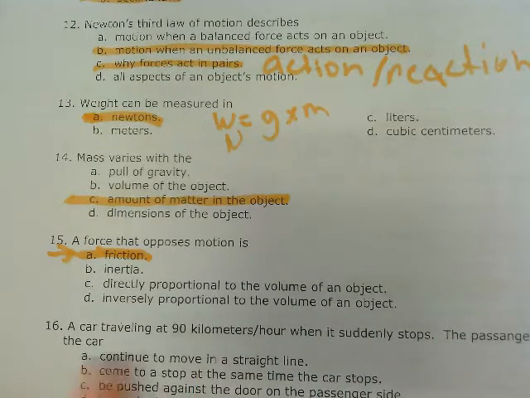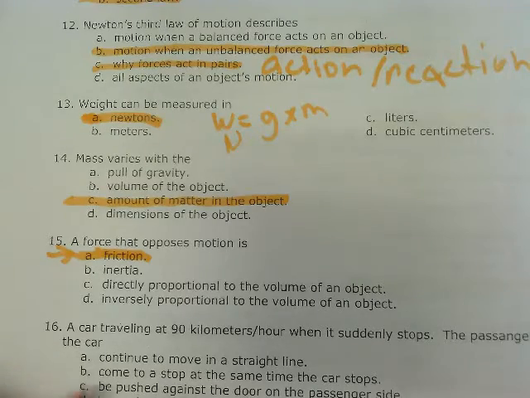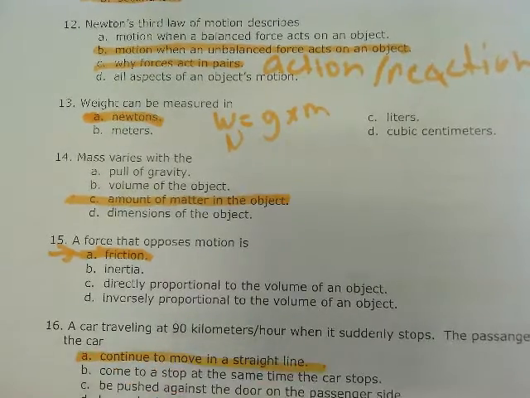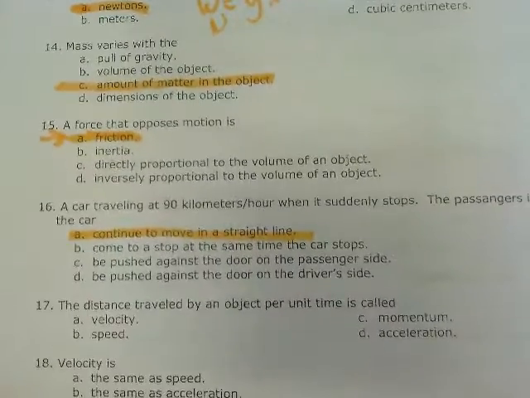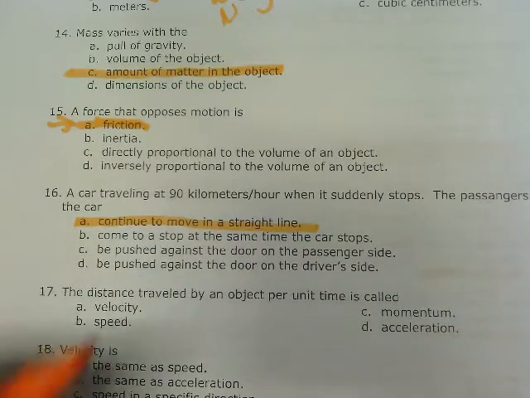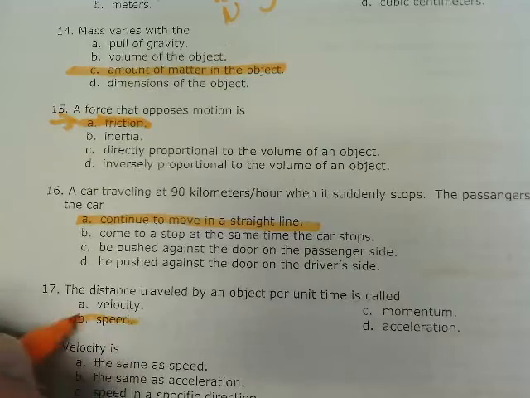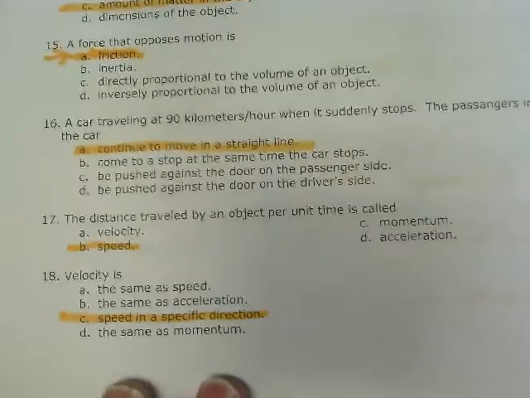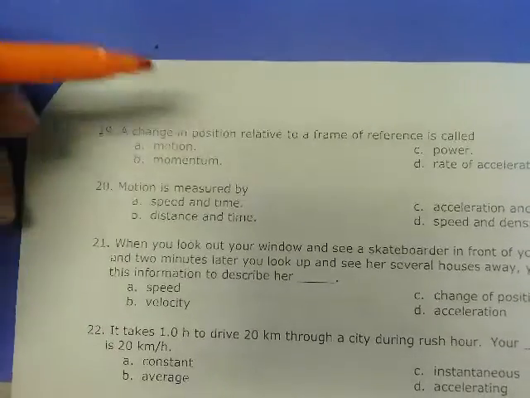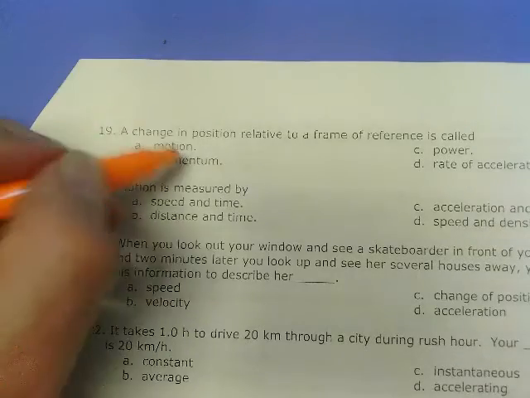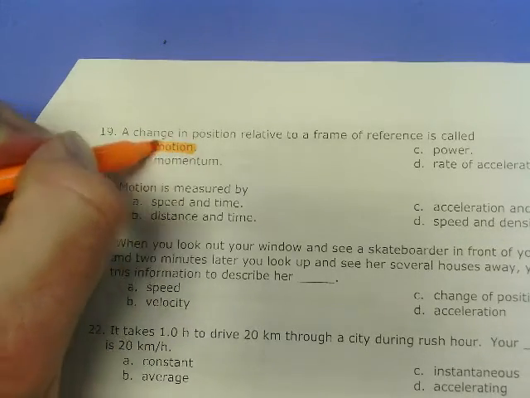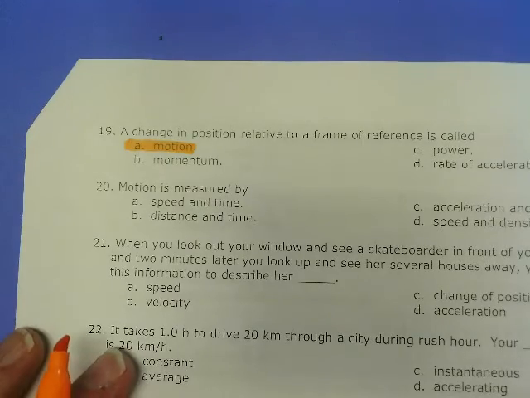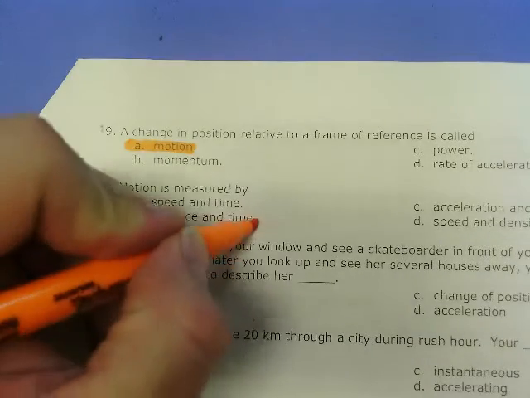Okay, a car traveling at 90 kilometers per hour suddenly stops, and the passengers in the car will continue to move in a straight line. All right, the distance traveled by an object per unit time is called speed. Velocity is speed with a specific direction. C. Backside 19. A change in position relative to a frame of reference is called motion. Motion is measured by distance and time.